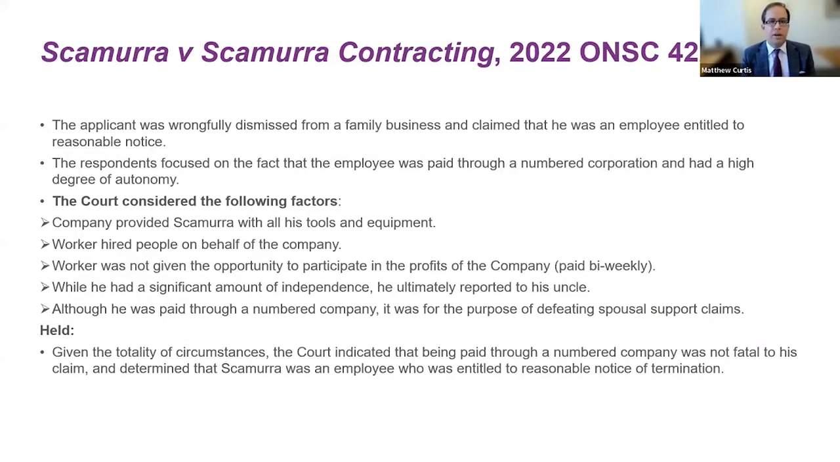There's a case from this past year, Skamura and Skamura Contracting, where the applicant was claiming to be wrongfully dismissed from a family business and sought reasonable notice of termination. Now, the company focused on the fact that this worker was paid through a numbered corporation and had a lot of autonomy, but the court looked at a number of factors when assessing whether the worker was a contractor, a dependent contractor, or an employee, and found that the company provided the individual with all the tools and equipment.